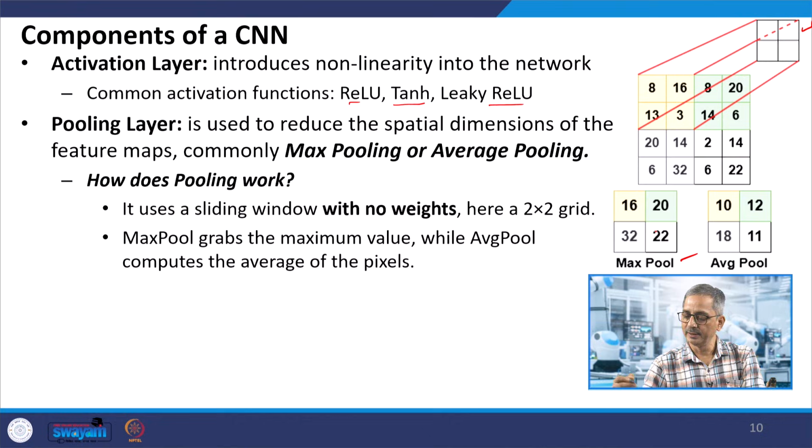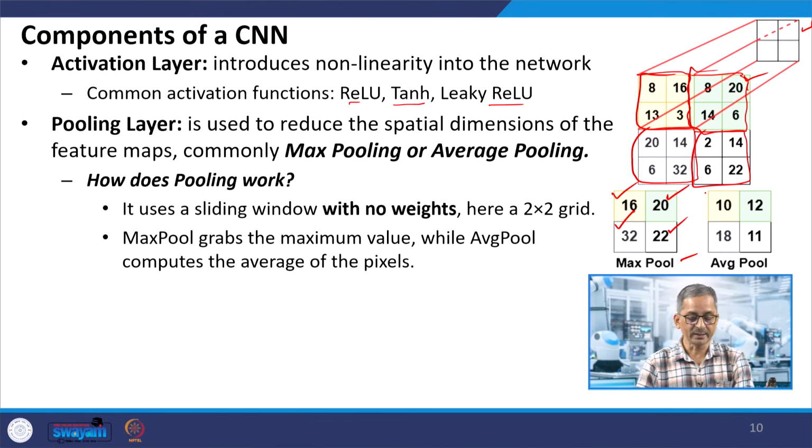How does this happen? When this window is there, what is the maximum value here? Maximum is 16. So this is 16. When this window is over here, the maximum value is 20. When it is over here, the maximum value is 32, and when it is over here, the maximum value is 22. So this is how max pool grabs the maximum value, whereas the average pool gets the average value.